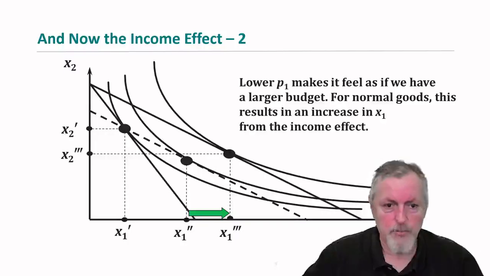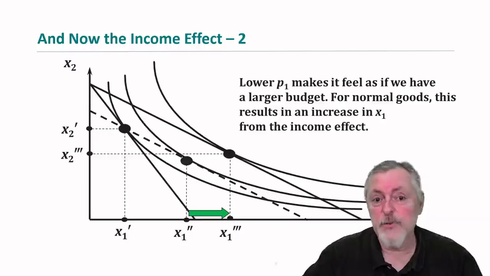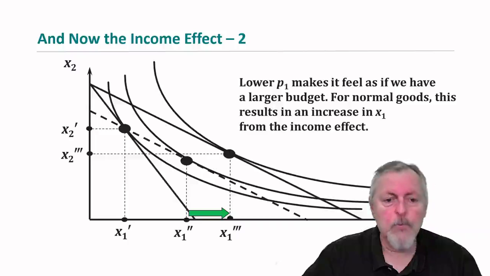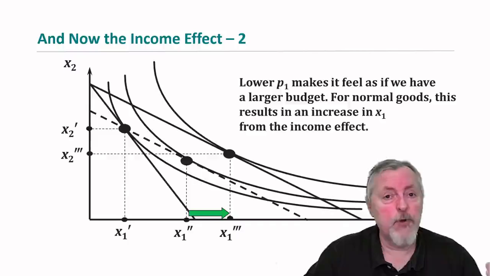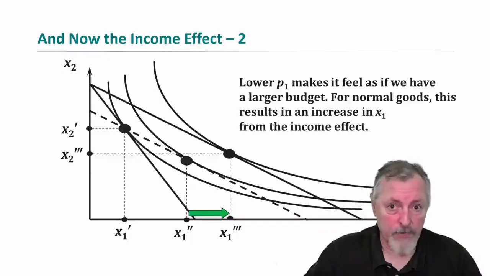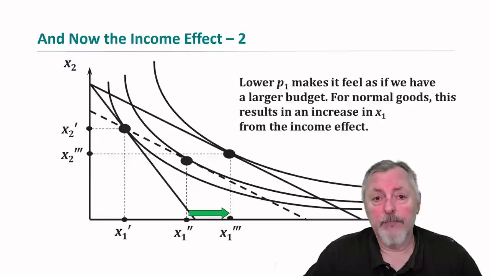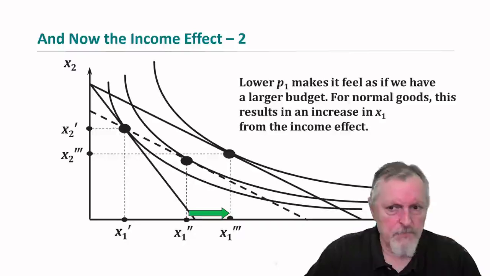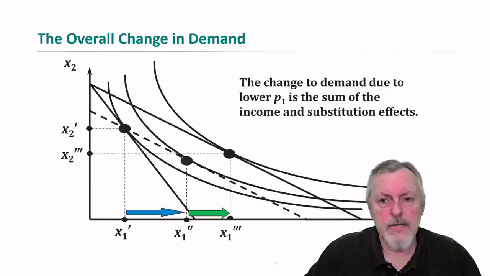Let's see. A lower price for thing 1 makes it feel as if we have a larger budget. Now, how does this work with normal goods? Remember, a normal good is something where if your income goes up, you buy more of it. Steak. Movies. If that happens, then for a normal good, the income effect and the substitution effect both push you in the same direction.